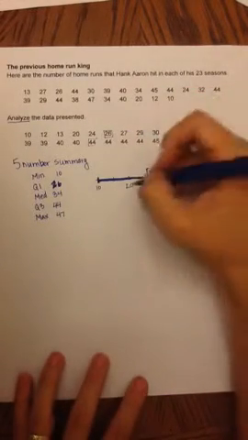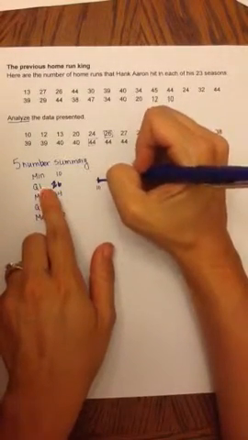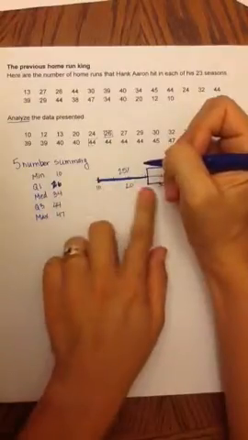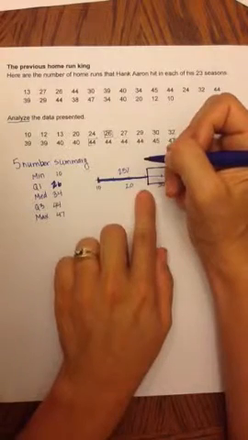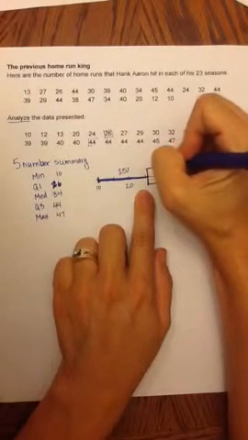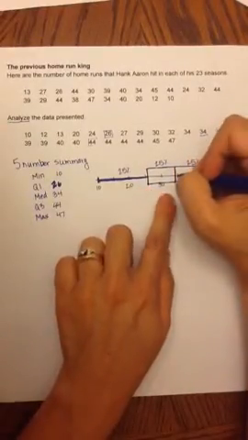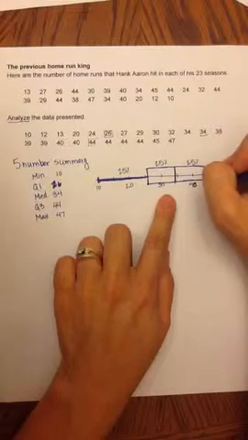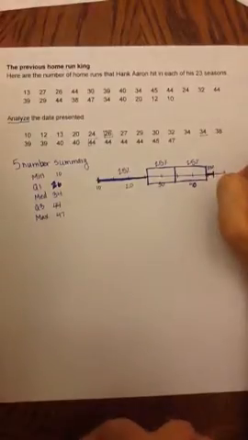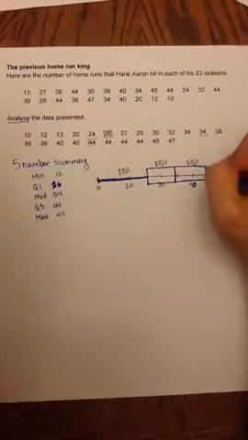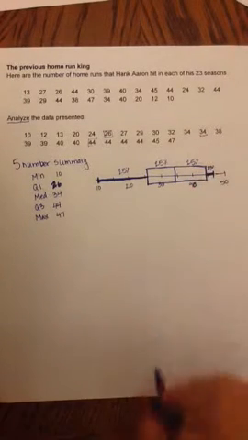So remember, this is breaking up into quartiles. So from the minimum to our Q1, this is 25% of our data. In other words, it's 25% of his seasons that had between 10 and 26 home runs. 25% had between 26 and 34. 25% had between 34 and 44, and 25% of his seasons had between 44 and 47 home runs. That is a quarter of the time he was playing, he was hitting between 44 and 47 home runs per season. Pretty amazing.